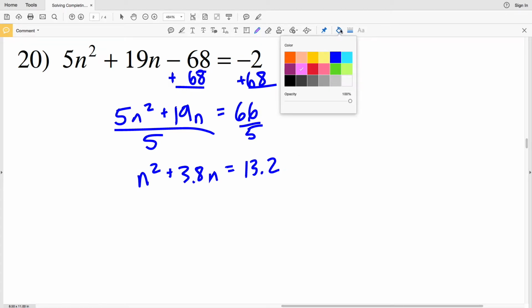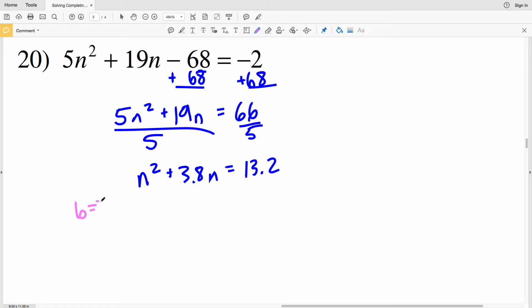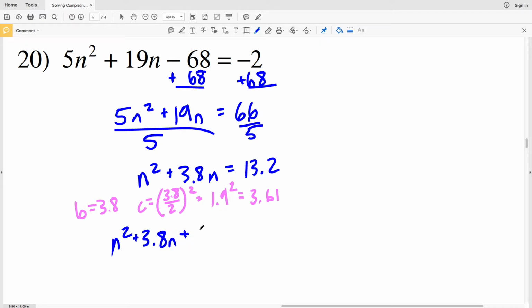Now I need to complete that square on my left-hand side. My b value is a positive 3.8, so my c value will equal 3.8 over 2 squared, which, 3.8 divided by 2 is 1.9, and when I square that, I'll get 3.61. So remember that my b squared value is going to be 1.9 squared. So I'll have n squared plus 3.8n plus, and I'll leave this as 1.9 squared, equal to 13.2 plus 3.61. And I'll leave that as 1.9 squared just to show you that that is indeed the b squared value, which makes it easier when I split it up.